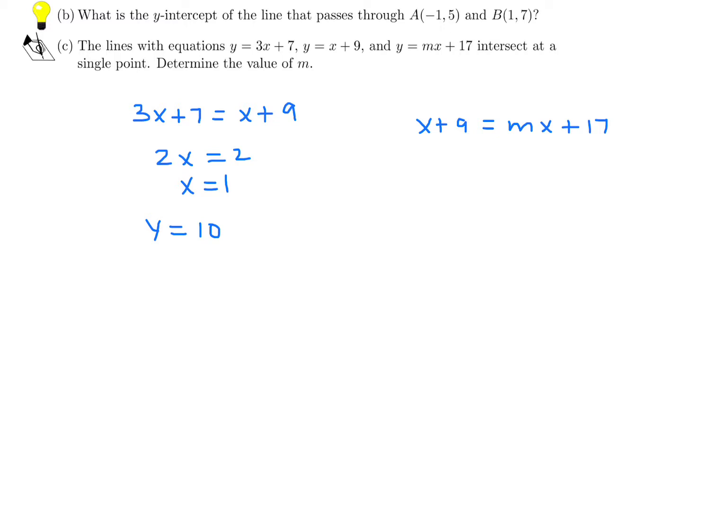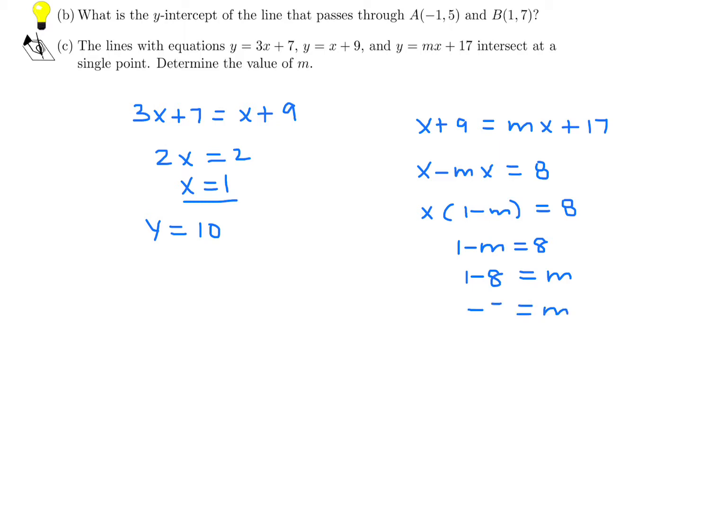Now solving for this, x - mx is equal to 8. And that means when we factor out the x, it would be x(1 - m) = 8. And then x is equal to 1, so substitute that in, and then you just get 1 - m equal to 8, and therefore m is equal to 1 - 8, so m is equal to -7.